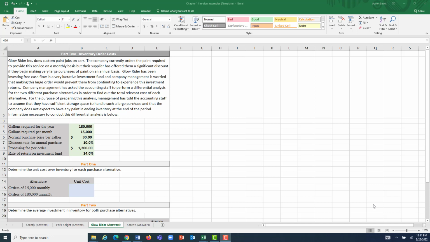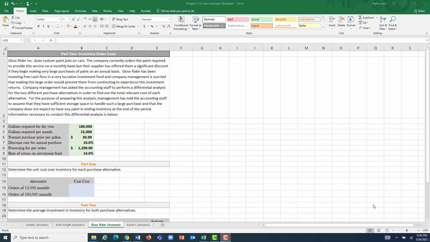And by doing so, you are giving up an opportunity. You're giving up the opportunity to use any cash flow that would not be tied up if you did not buy in such bulk for other things. And it could be something just as simple as putting it into a savings account to earn interest.